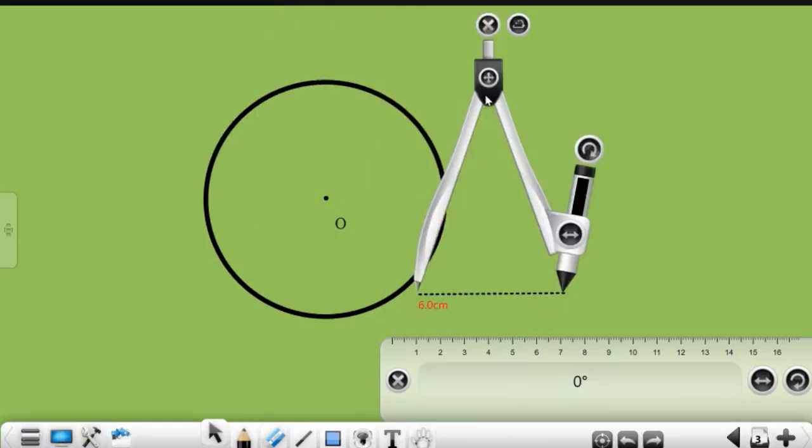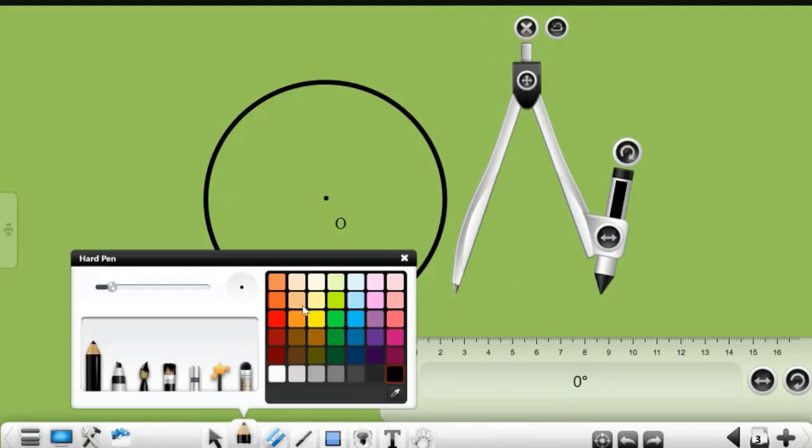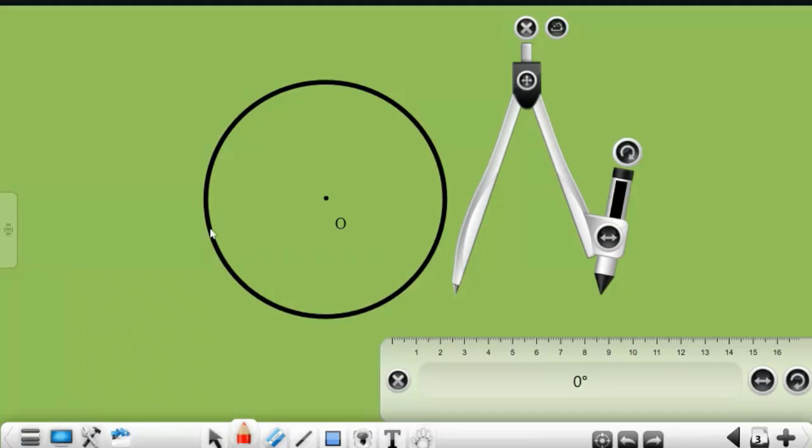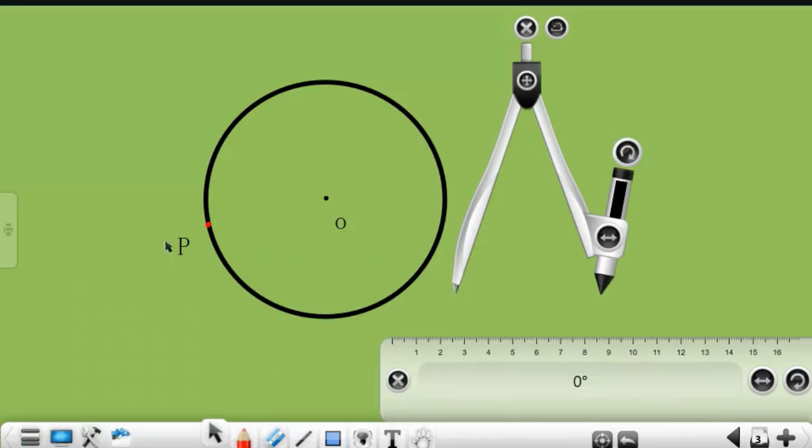So put your compass. Let's say this is given from a question here. Let's say starting this point, they want to construct a chord from this point. This is P from the textbook. I didn't follow exactly. I just show you all the way so that later you know how to do it at home.